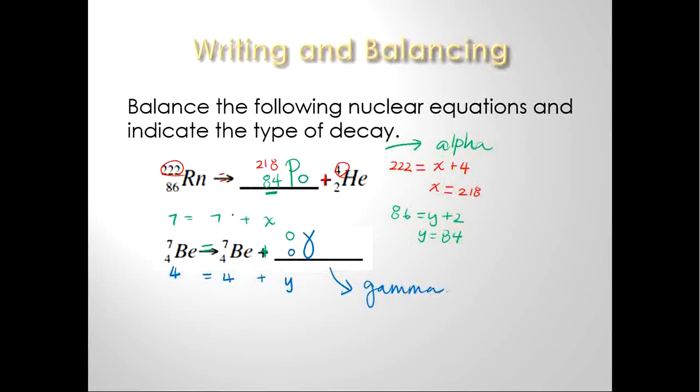Notice that you can always double check your work. The right side has to equal the left side. So 7 plus 0 is equal to 7. 4 plus 0 is equal to 4. That's perfect. On the top example, 218 plus 4 is equal to 222. 84 plus 2 is equal to 86. We are 100% correct.